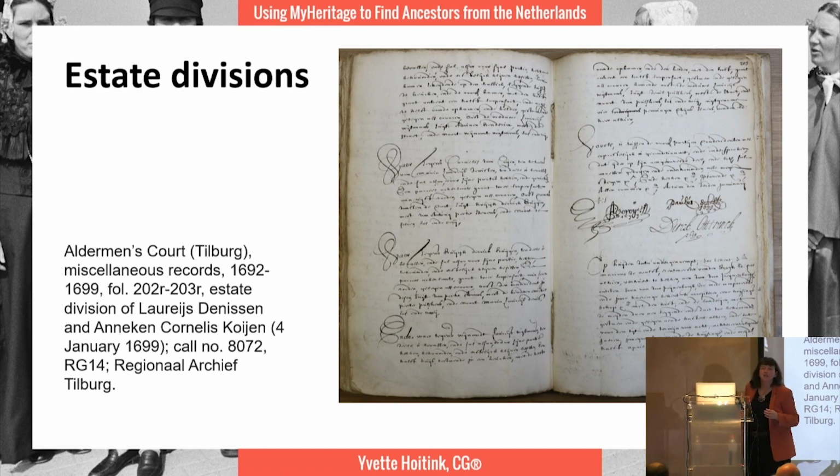Yes, sir? So the question is, is it different than probate records? This is a type of probate records. It's similar. We have a slightly different process, but yeah, you would go to a notary to have it all settled, or an orphan chamber, if there were minor children involved, would oversee the division of the estate. But it's a similar type of process of making sure the estate is handled well and everybody got what they deserved.